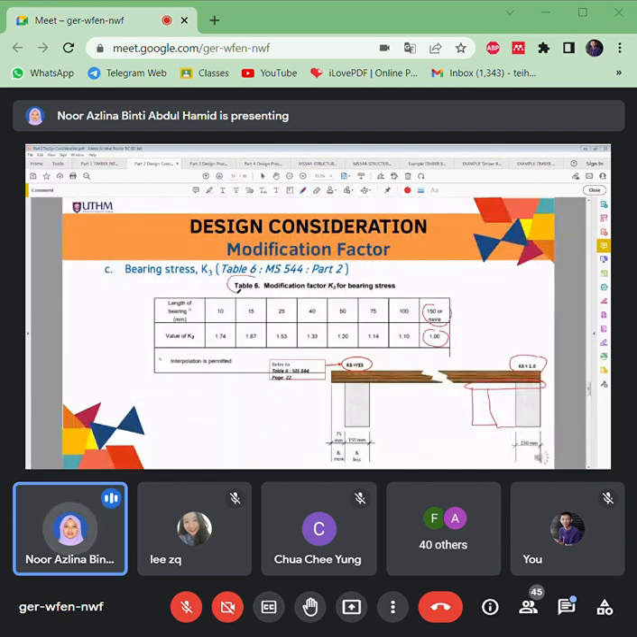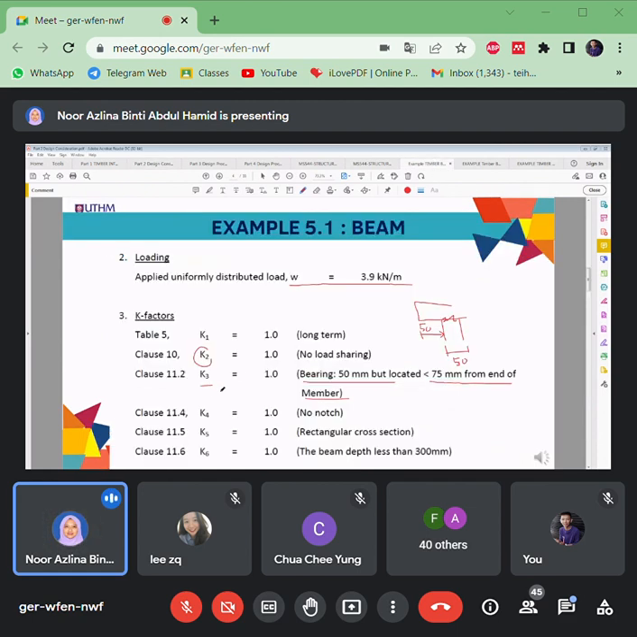Okay, table 6. If it fulfills this, you can use table 6 here. Okay, which length of bearing up to 100 here. If the length of bearing is about 100 or more, you can just use K3 is equal to 1. So that's why K3 is equal to 1.